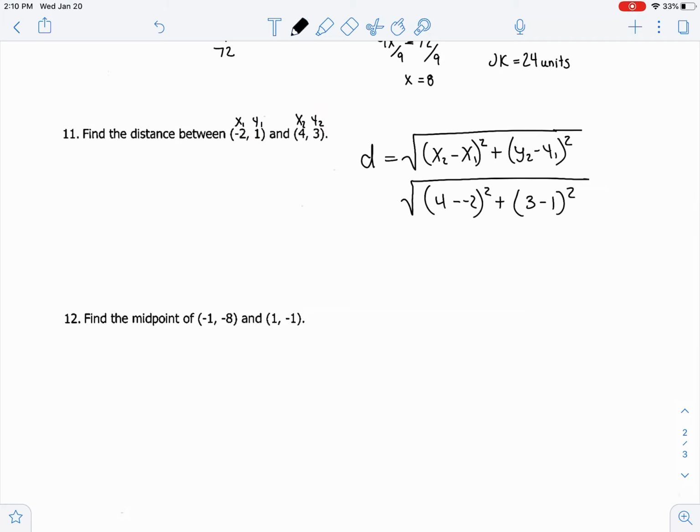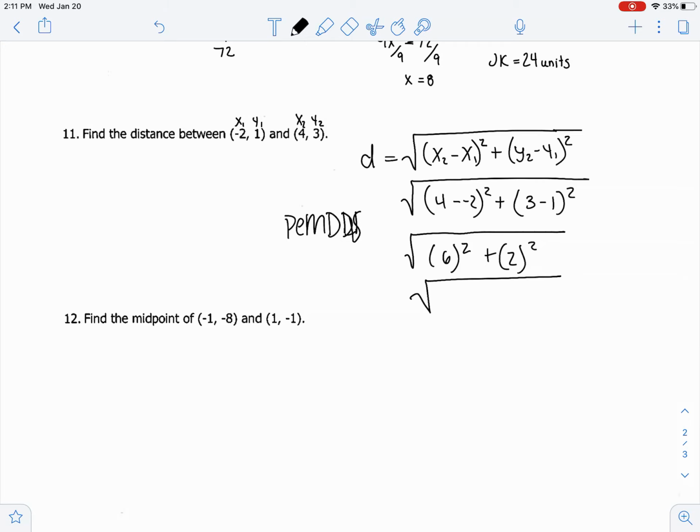And so next we continue to crunch our numbers. PEMDAS tells us to deal with what's in the parentheses first. So 4 plus 2 is 6 squared, plus 3 minus 1 is 2 squared. The 6 squared is 36, is not 12, never has been, never will be. 36 plus 4 is 40, so the distance between these 2 points is the square root of 40.